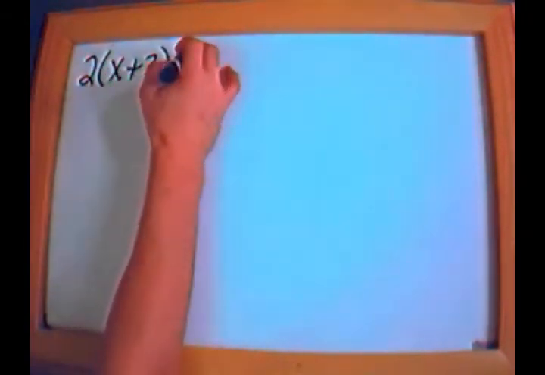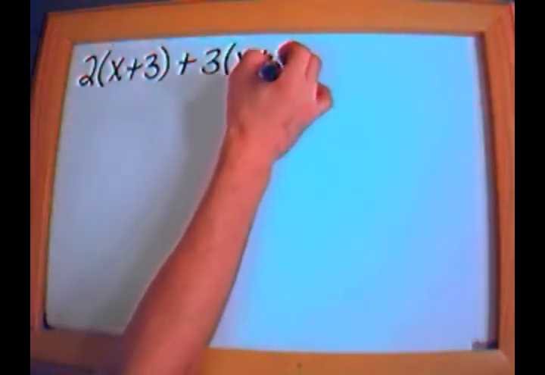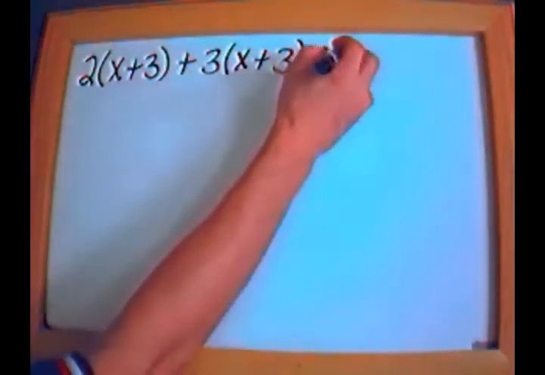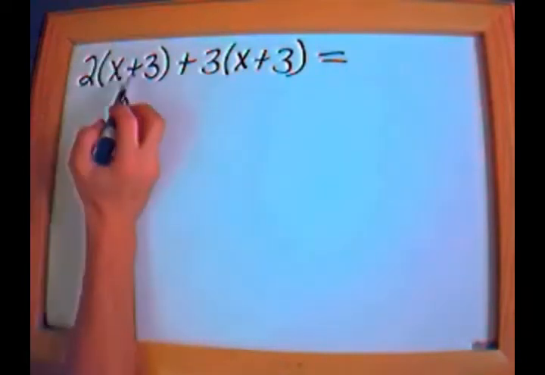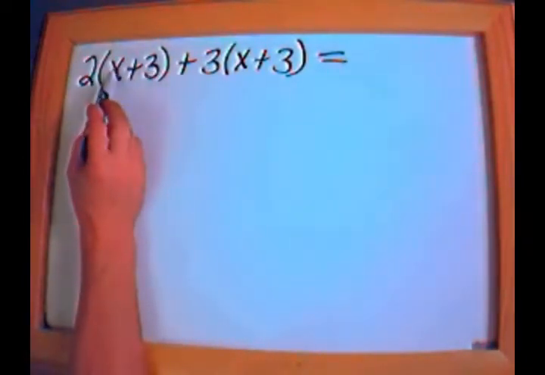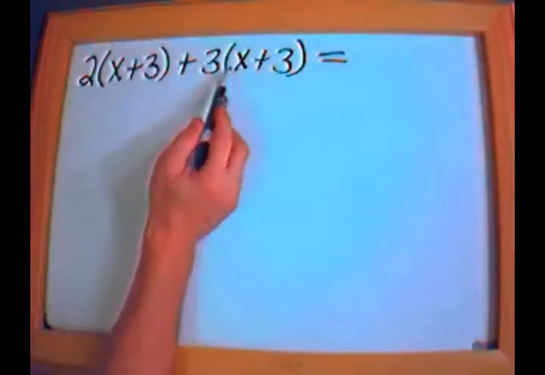All right, let's move on to something, same thing, still simplifying, but just a little bit different kind of problem. 2 parentheses x plus 3 plus 3 parentheses x plus 3. And I want to simplify this expression. So I'll put an equal sign there. Now, I have x plus 3. I can't really simplify that because you have to have x in both places, and it's not, so you can't add it. Same story here.